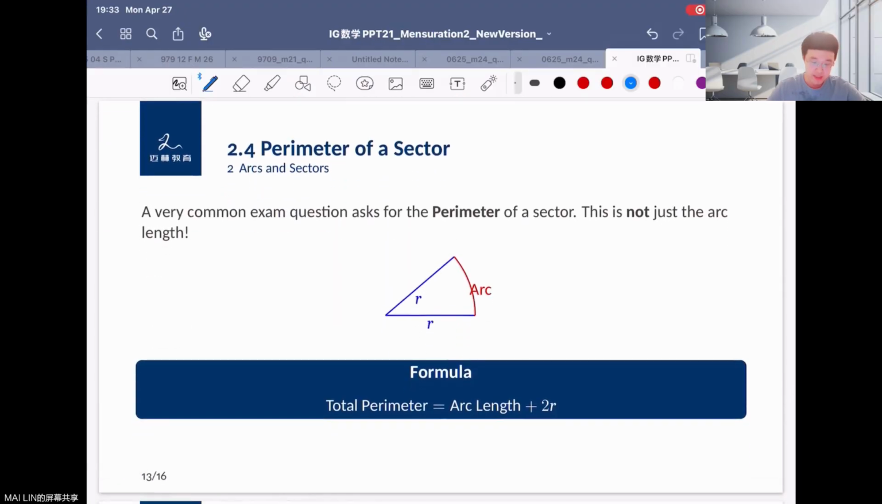We also have the total perimeter of a sector. You can find here, for the perimeter of a sector, we have a radius 1, a radius 2, and an arc here. So we can say that it is the arc plus 2 times the radius. That is the perimeter of a sector.